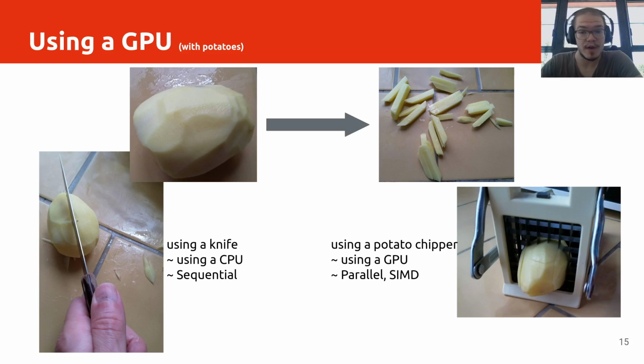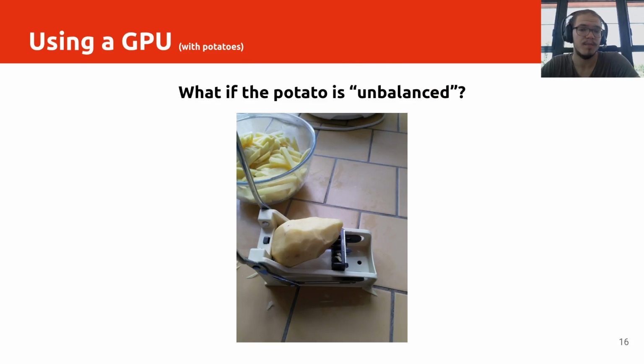It has several blades arranged in a grid and can cut all the strips in one action, in parallel. It is like a GPU with the SIMD programming model, single instruction, multiple data. It is where the power of GPU lies, doing lots of similar things in a massively parallel manner.